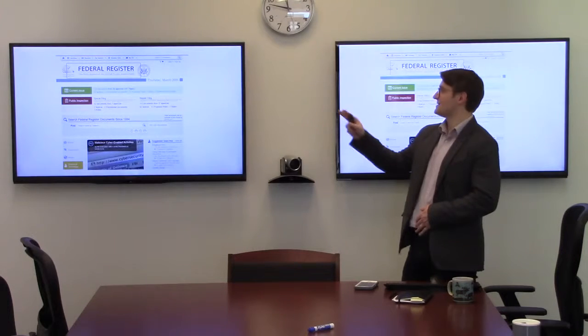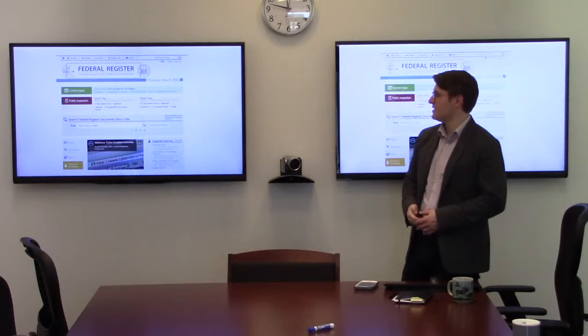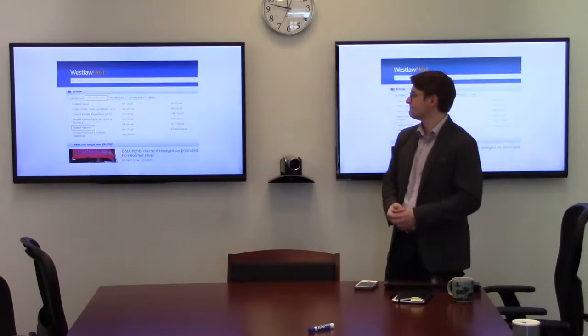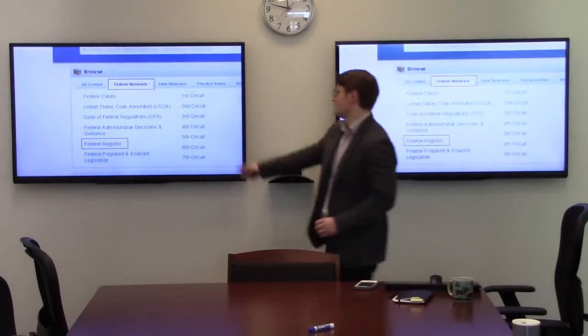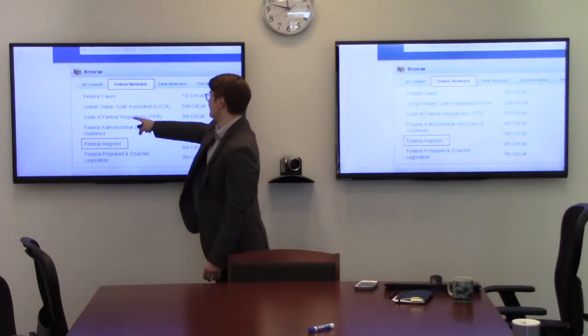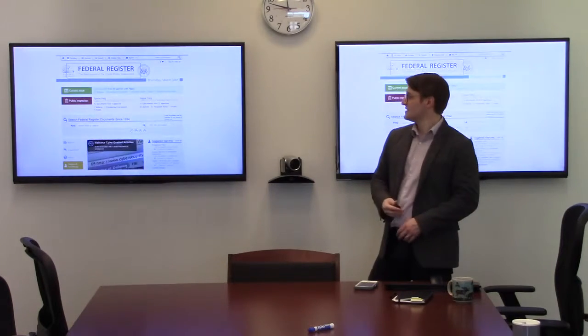So Federal Register, as available on the standalone website, is great. Practitioners use it. It's also on West or Lexus, right? On West, it'd just be Federal Materials and then the Federal Register. It's right beneath the CFR. Lexus is the same thing. I just didn't include that slide.